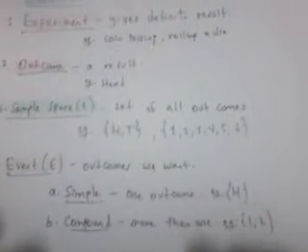Hi KB. Here are some terms you need to know. One is an experiment, which is anything that gives us a definite result, like tossing a coin or rolling a die. Another is an outcome, which is a result from an experiment. For example, getting a head on a coin toss.